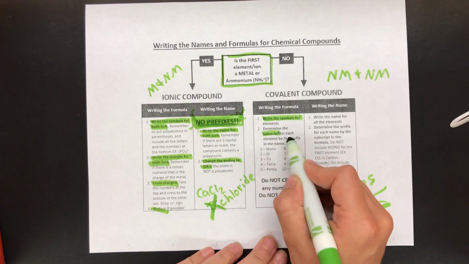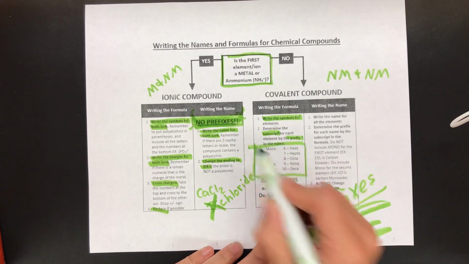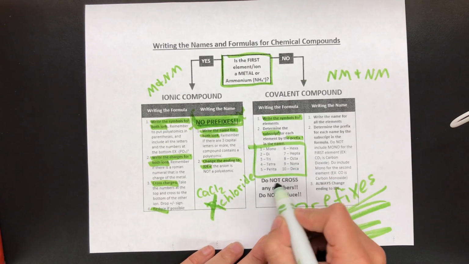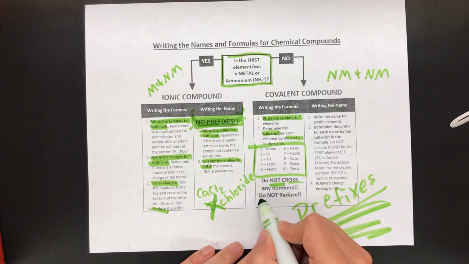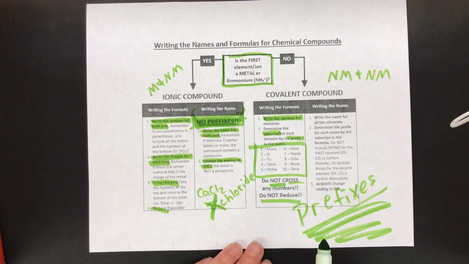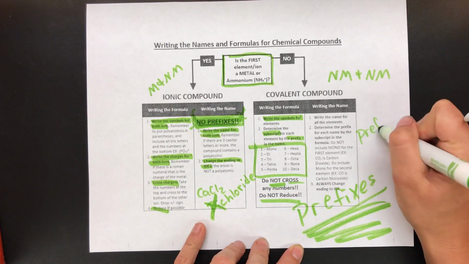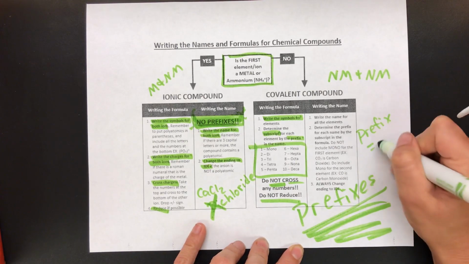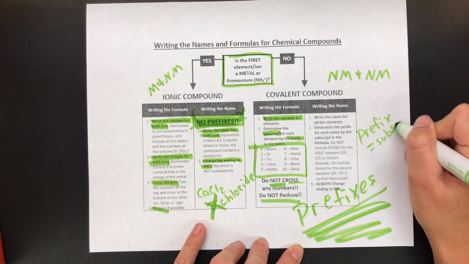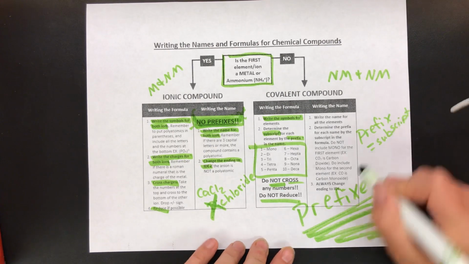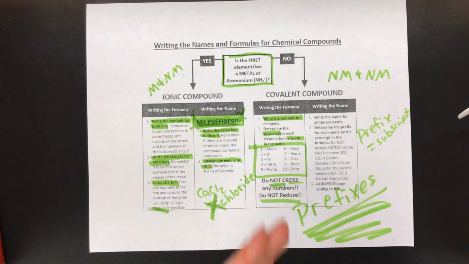So in writing the formula, you look for the symbol. Determine the subscript by looking at the prefixes. You've got to memorize those prefixes. Do not cross or reduce. Do not cross numbers. Those prefixes become the subscripts. Okay? So prefix equals subscript. That's it.